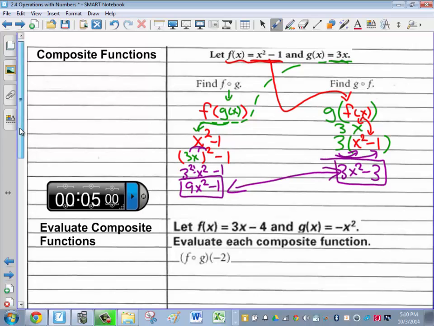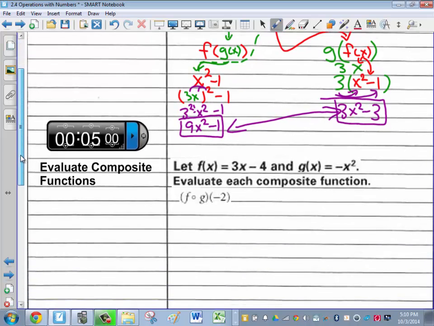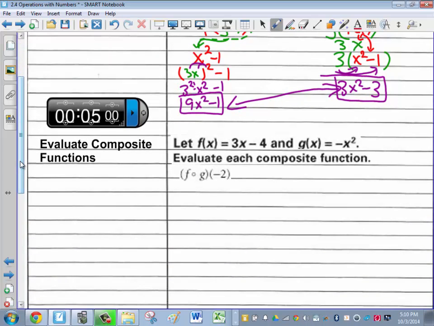Now let's try to use this idea to evaluate a composite function. We're going to let f of x equal 3x minus 4 and g of x equal negative x squared. We're going to find f of g of negative 2. In other words, we're going to find f of g of negative 2. So to do this, it's actually kind of simple. What we're going to do is take this negative 2 and plug it in for our g of x. So let's figure out what that is.